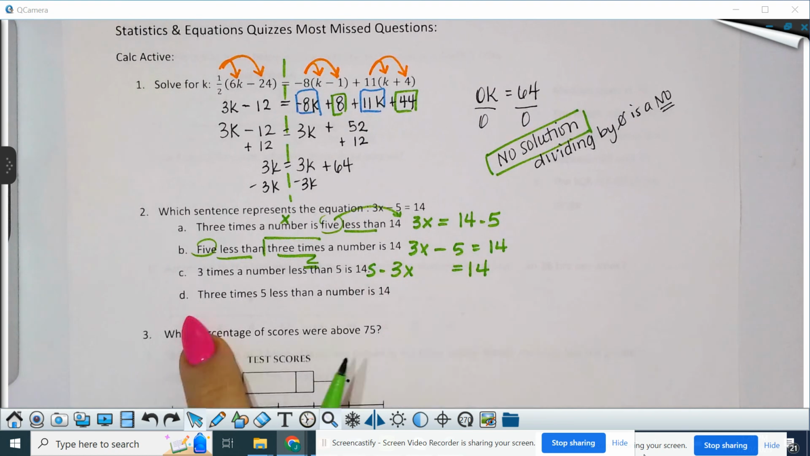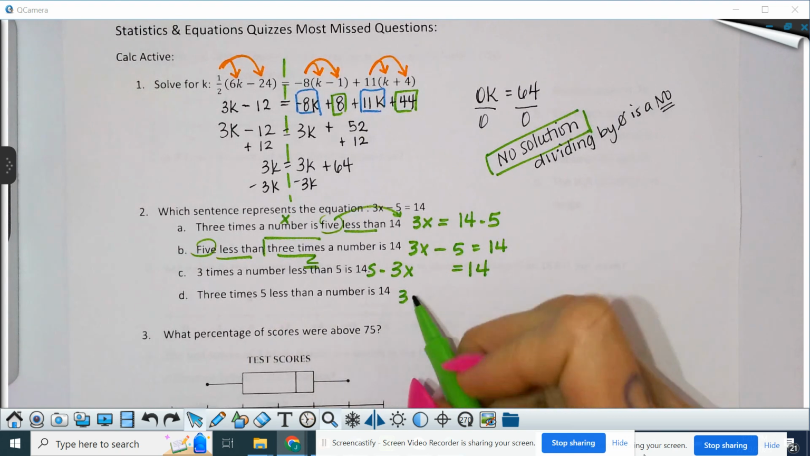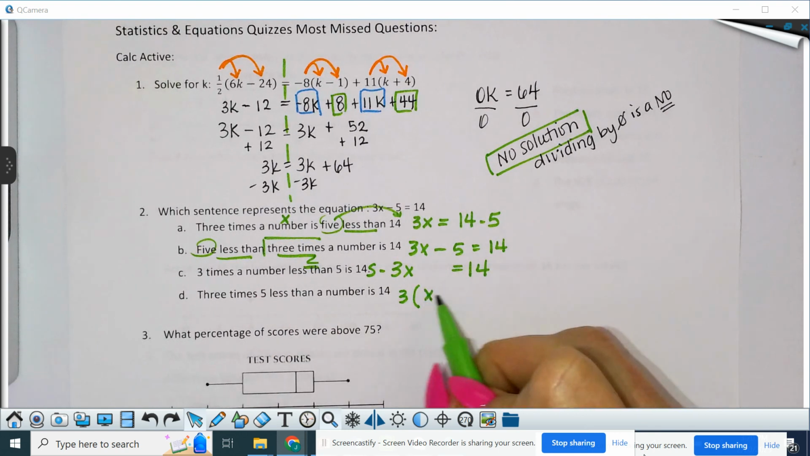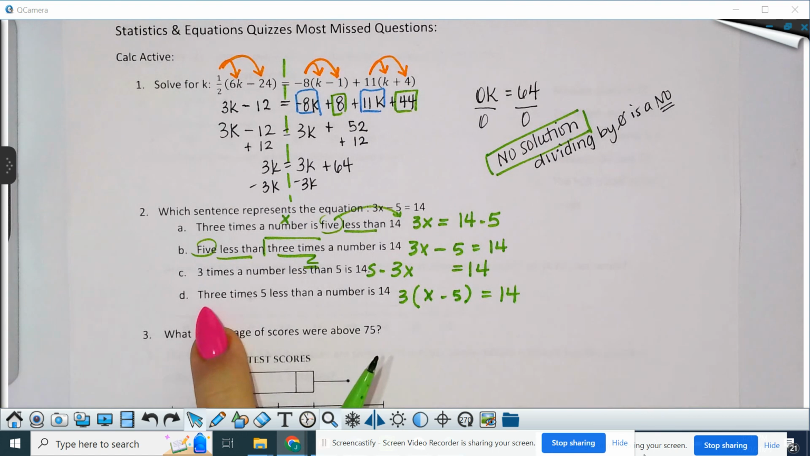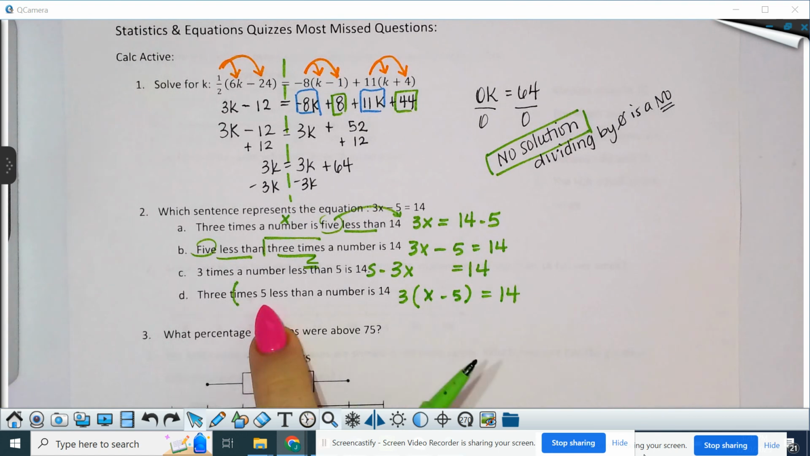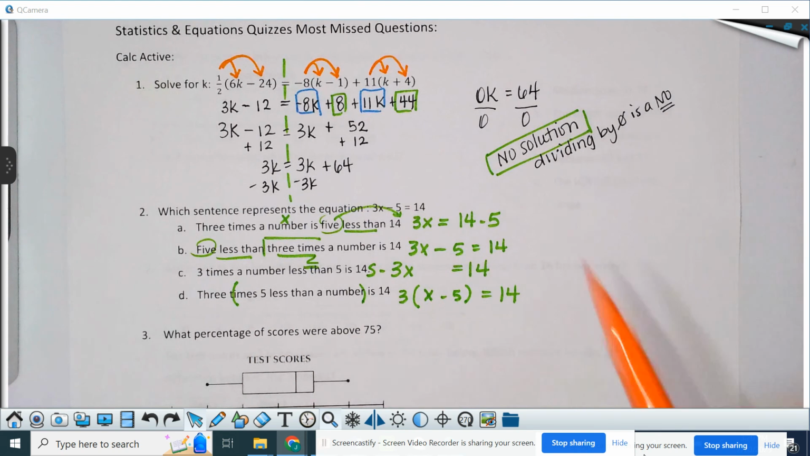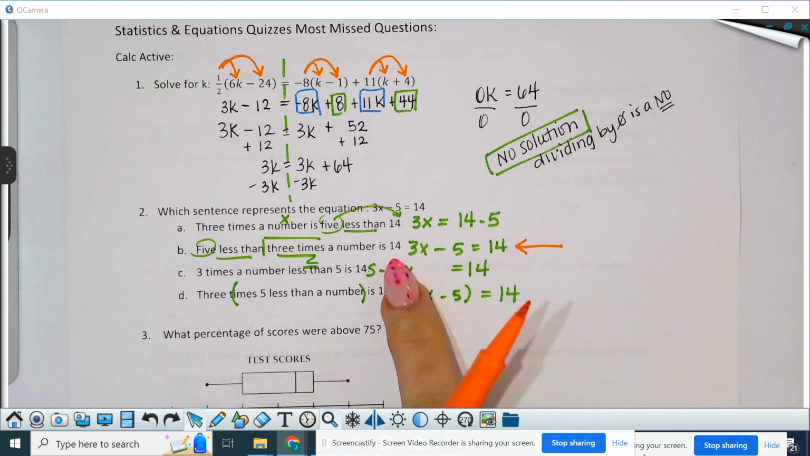3 times 5 less than a number, so that's x minus 5 is 14. So 3 times 5 less than a number is 14. And so our answer is going to be B in this case, because that is 3x minus 5 equals 14.